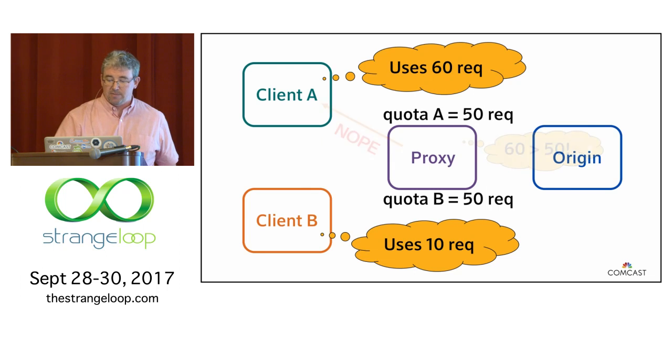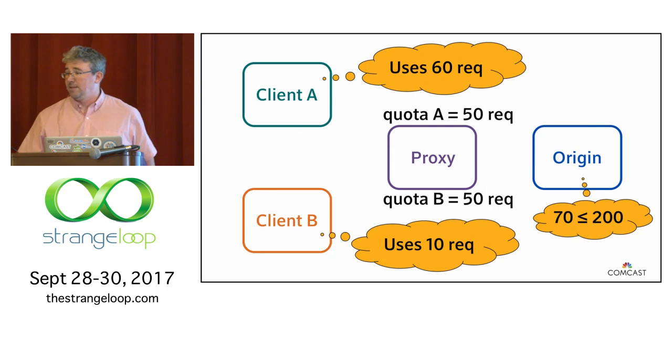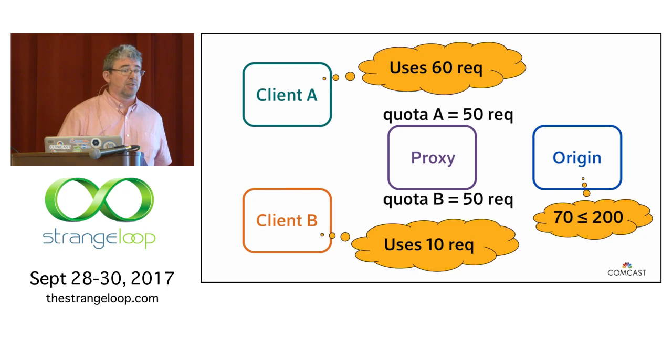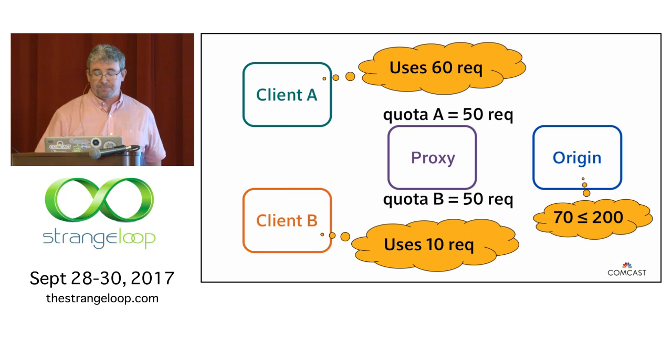But here's the problem: the origin service, we're only trying to use 70, and I certainly have the capacity for this. So this is the case where sometimes the quotas are being too aggressive. These are requests we could have served, but we're enforcing the quotas strictly, and so we're not serving requests that we could have served. So these are, in some sense, avoidable errors. All right, so now let's try to figure out what we're going to do here.